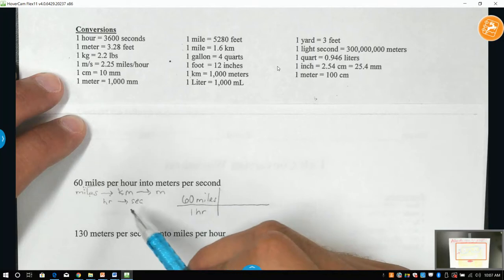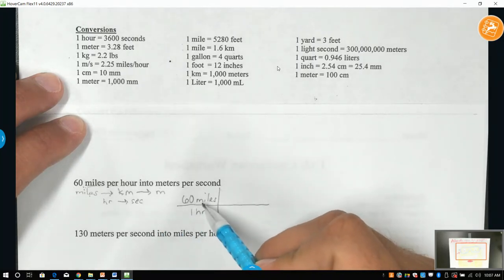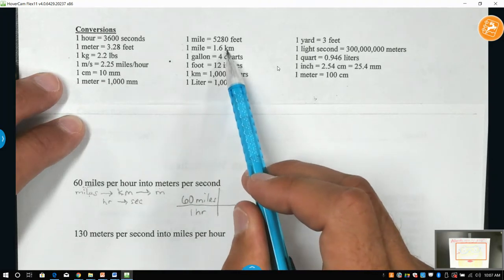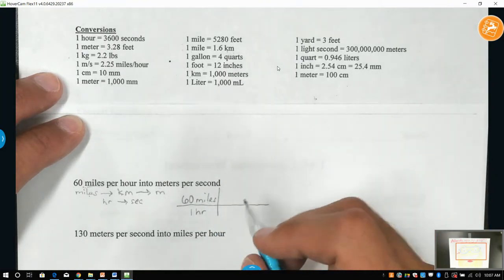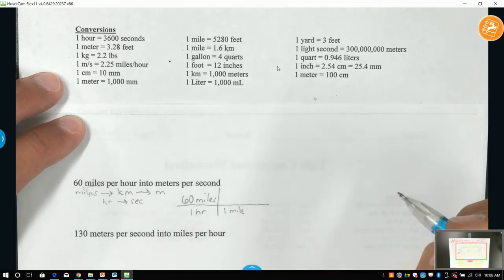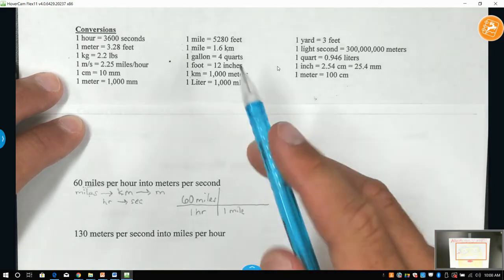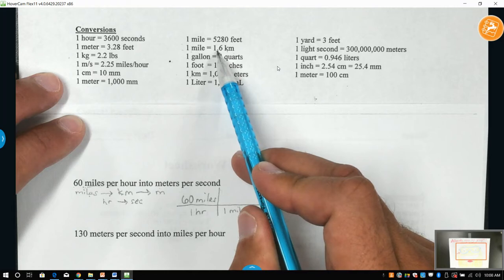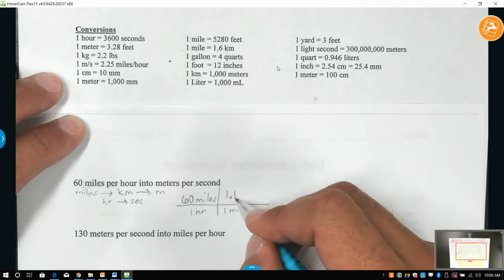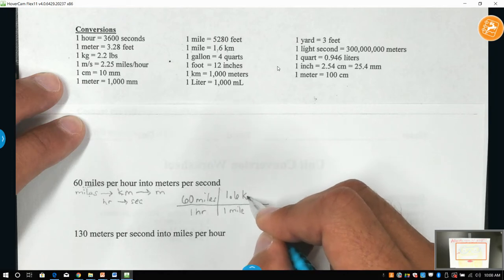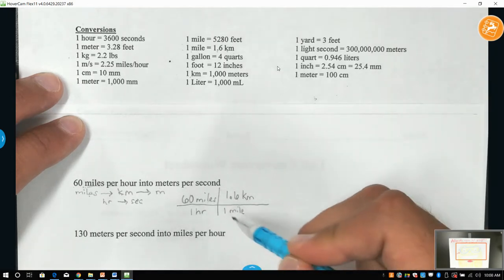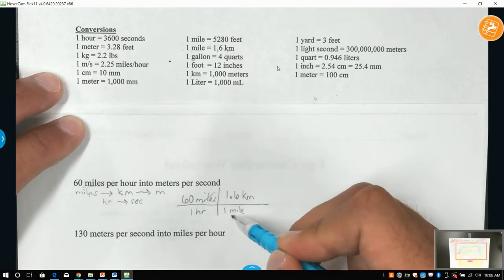So let's see, what are our conversions? 60 miles to kilometers. Miles to kilometers, we have 1 mile and 1.6 kilometers. Since we have miles on top, we need the mile on bottom. So we have 1 mile that would need to go on bottom, and this 1.6 kilometers would go on top. So we have miles on top, mile on bottom, those cancel.